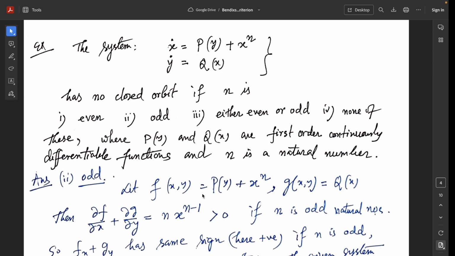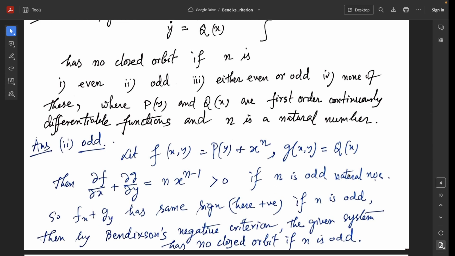Let f(x, y) equal p(y) plus x to the power n and g(x, y) equal q(x). Then del f del x plus del g del y equals n into x to the power n minus 1, because del f del x of the p function of y is 0, and del g del y, this being a function of x, q(x), is also 0. So we get n x to the power n minus 1.